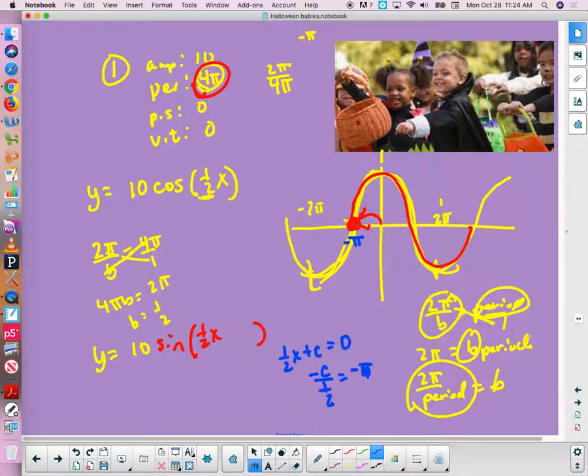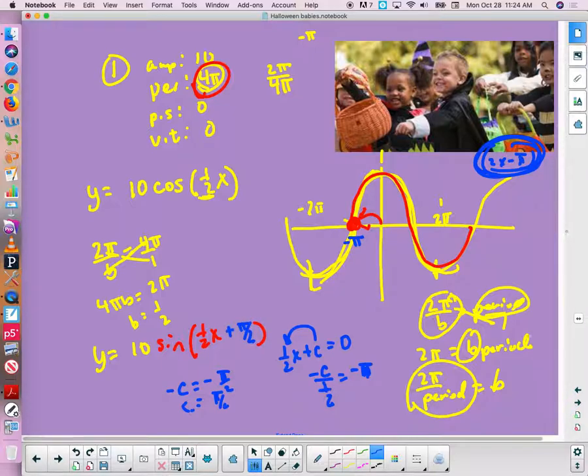Remember how you find your phase shift? If it said 2x minus pi, wouldn't your phase shift be pi over 2? Okay, so what I'm doing is saying negative c over b and forcing my phase shift to be what I want it to. So I'm going to say negative c equals negative pi over 2. So what is c? Pi over 2. So I'm going to say plus pi over 2.